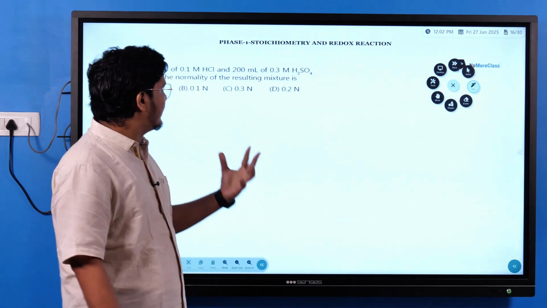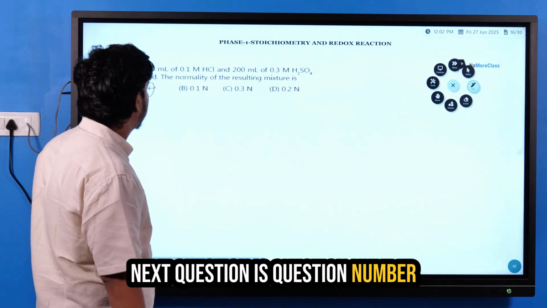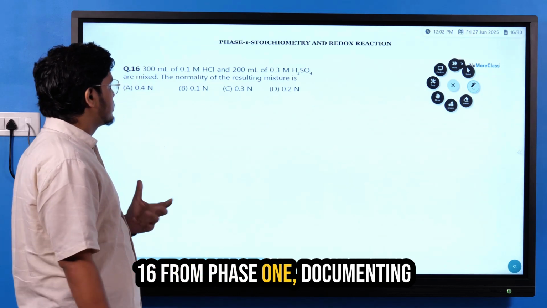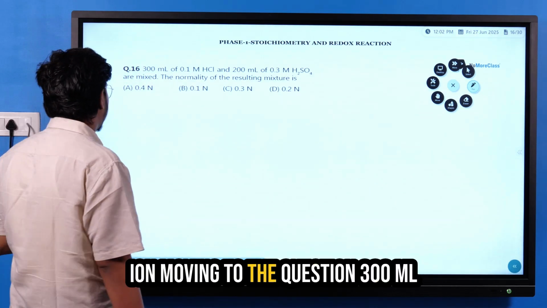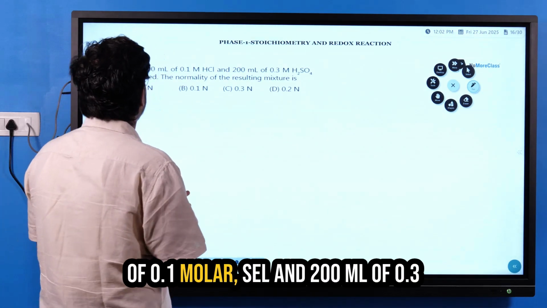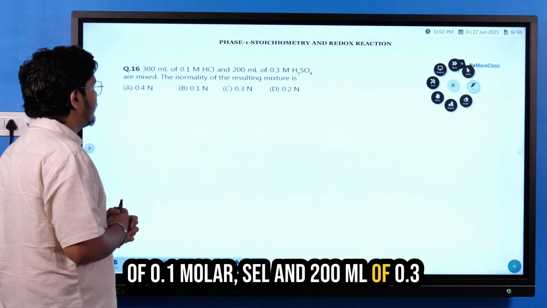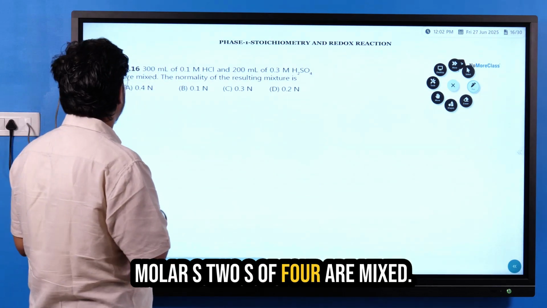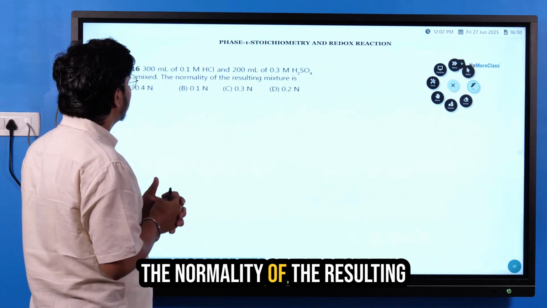Hello everyone. Next question is question number 16 from phase 1. Moving to the question: 300 ml of 0.1 molar HCl and 200 ml of 0.3 molar H₂SO₄ are mixed. The normality of the resulting mixture is?